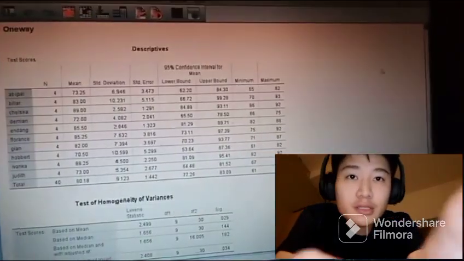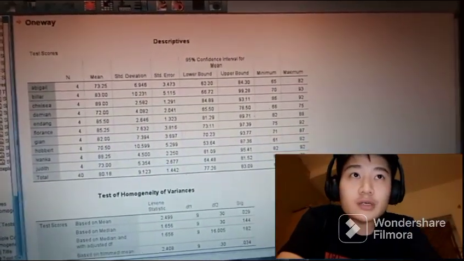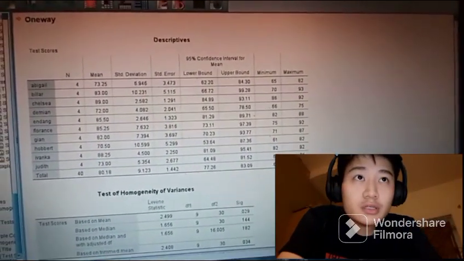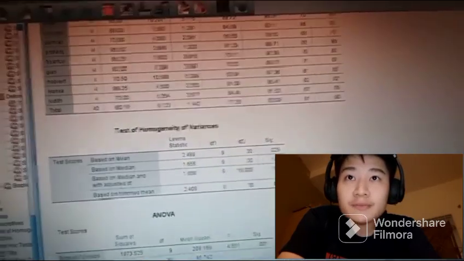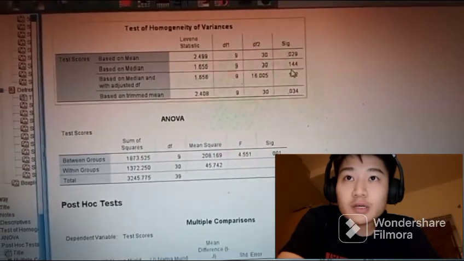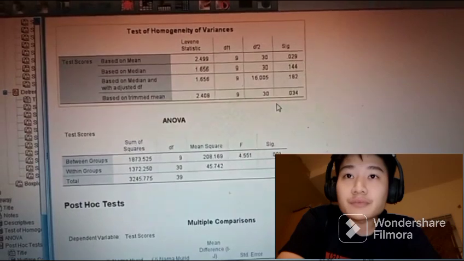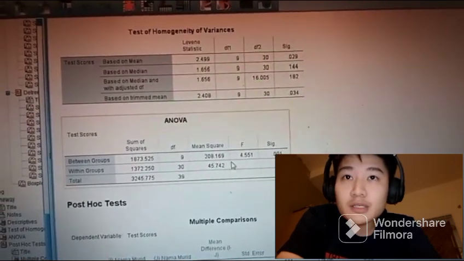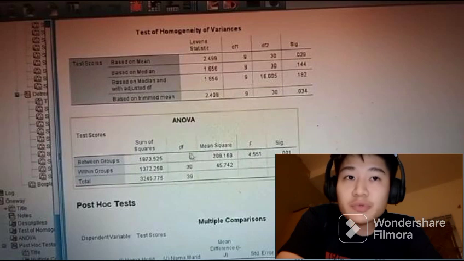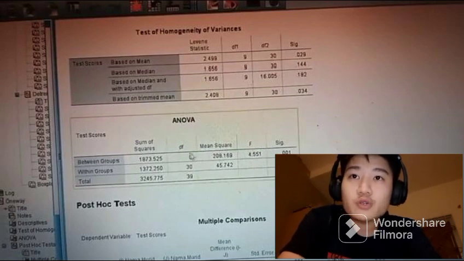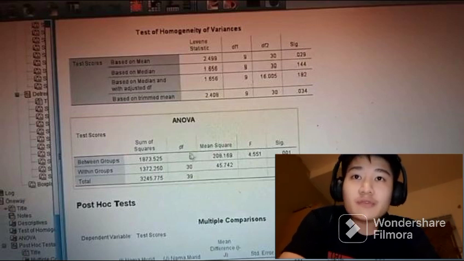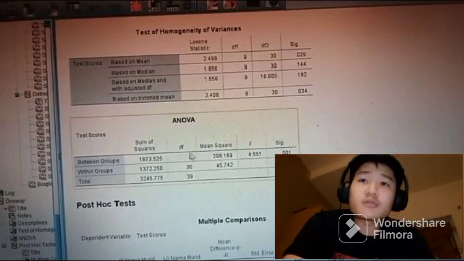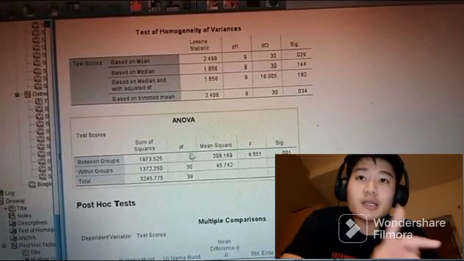I hope it can be seen clearly enough. We continue. This is only the graphic shown, and then we can see the ANOVA. The ANOVA shows the degrees of freedom, DF, right here between groups and within groups, which are 9 and 30, and then the F value is 4.551. So to know this, we could see on this part.